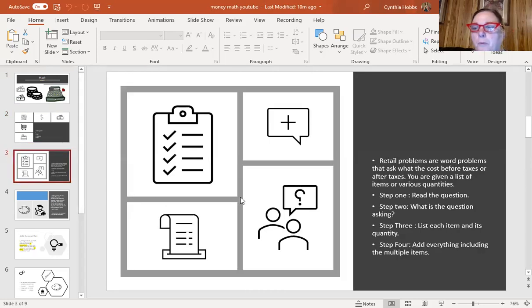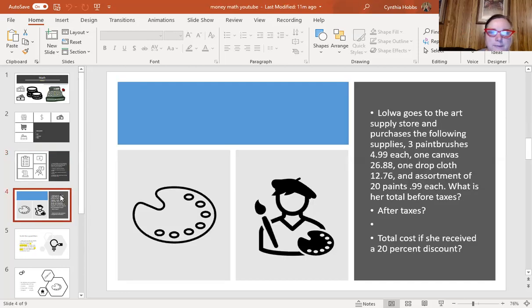Retail problems are word problems that ask the cost before taxes or after taxes, and you're given a list of items of various quantities. Step one, read the question. Always read the question. Step two, what is the question asking? Be very careful because sometimes they're asking you before taxes, after taxes, what if this, what if that. So make sure you understand the question. Step three, list each item and its quantity. Step four, add everything, including the multiple items. All right, so that's what we're going to do next.